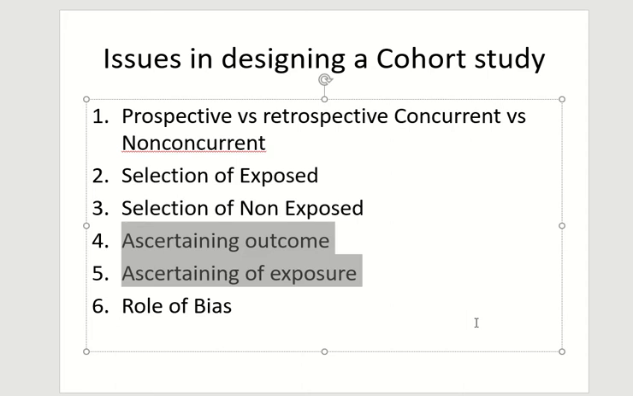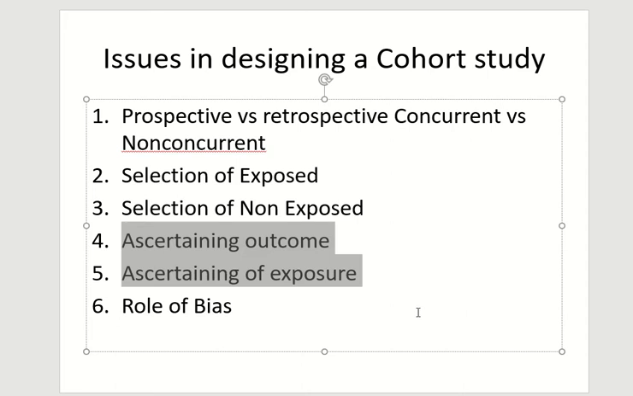Even in an RCT, you ask yourself, how did they make sure that the patients randomized to be taking the medication actually were taking the medication? And how did they make sure that the outcome, which could be, for example, a certain cardiac occurrence, actually occurred? This whole aspect of ascertaining the outcome and exposure has a major role in the quality of the data that you obtain, and therefore the quality of the conclusion that you're going to generate.